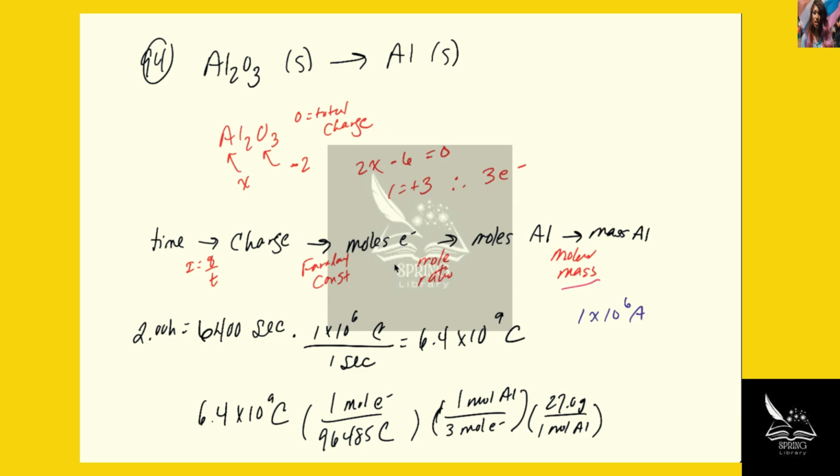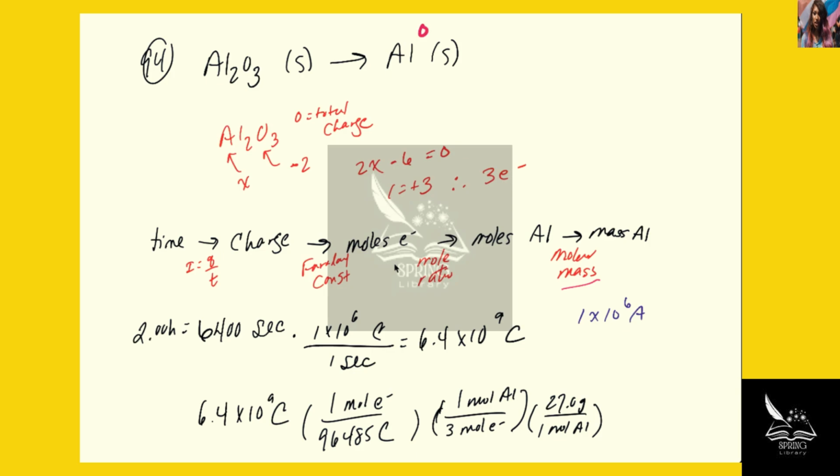So it's critical in an electrolysis problem to find the number of moles of electrons that are being transferred in the reaction. We can do that by looking at the change in oxidation state from aluminum in its oxide to its solid form. So we know that in the solid form it's going to be 0.